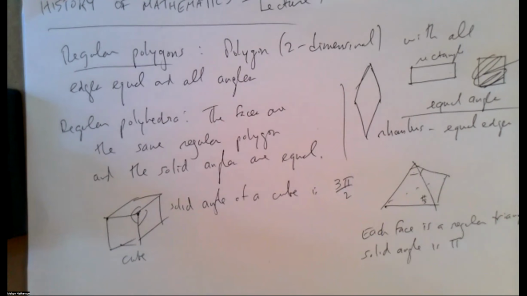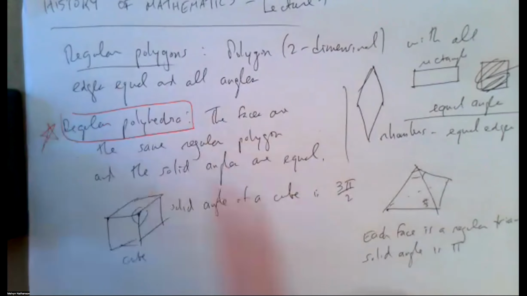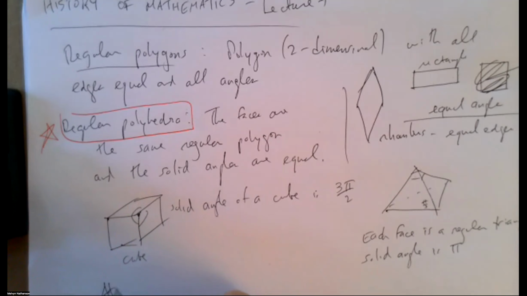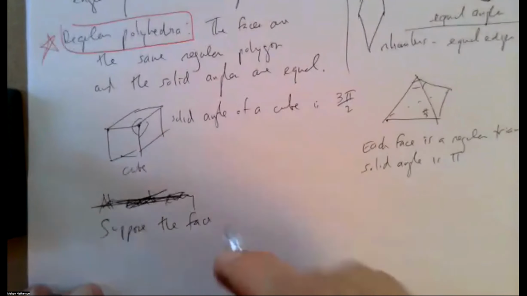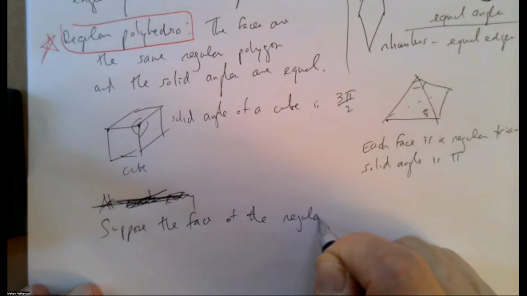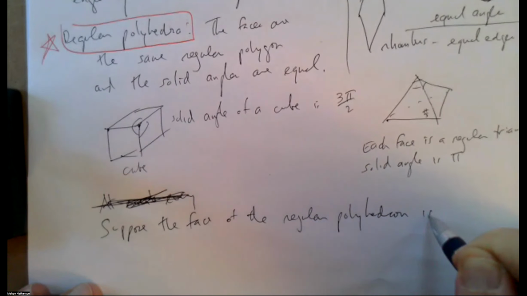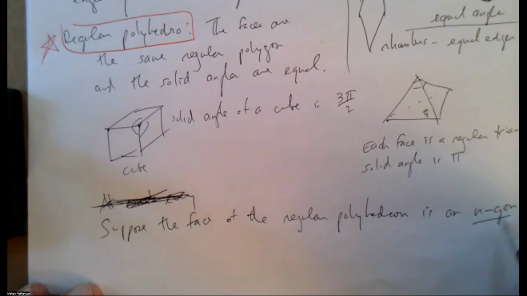So how can you try to classify or enumerate all of the regular polyhedra? This is the object we're interested in here. So let's do it this way. Suppose the face of the regular polyhedron is an n-gon. This means a regular polygon with n edges.